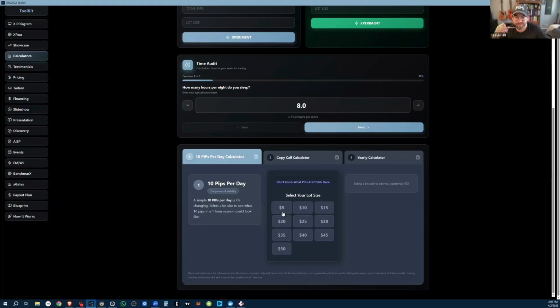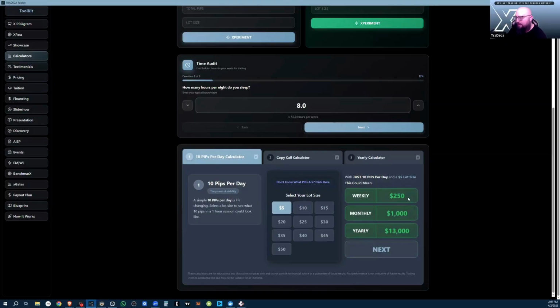If I get 10 of those every single day, I don't increase my knowledge base. I don't change my strategy or have 15 more strategies. I do the same 10 pips over and over and over. What does that look like? Love that. So here's a calculator to tell you that. If you're trading at $5 a pip, let's say, 10 pips a day is going to give you $250 a week, $1,000 a month, an extra $13,000 a year.